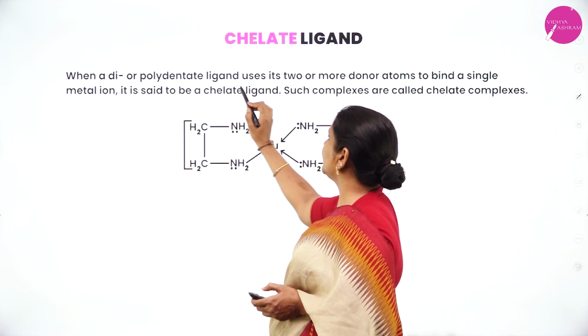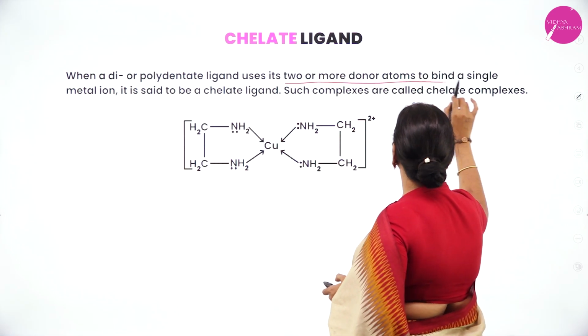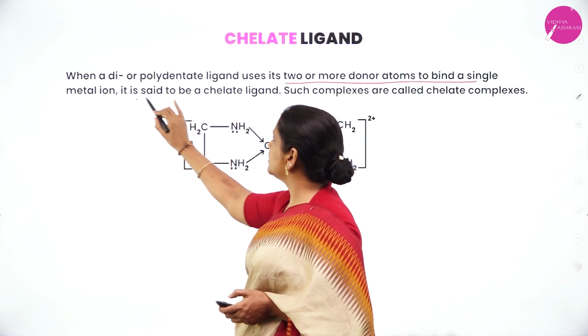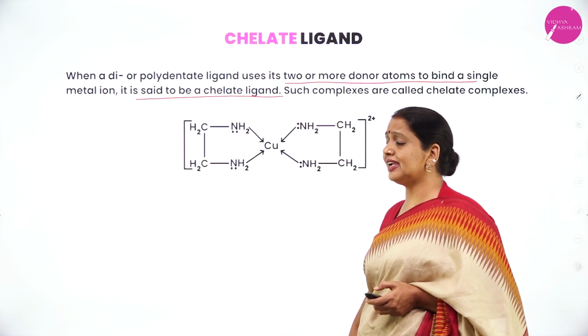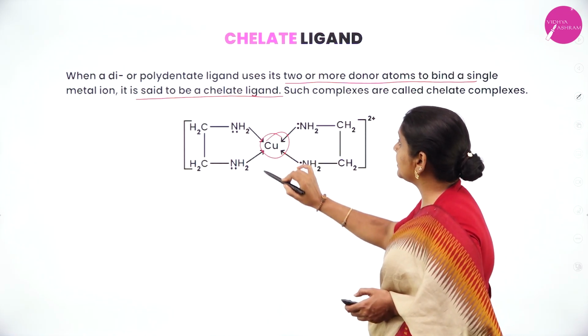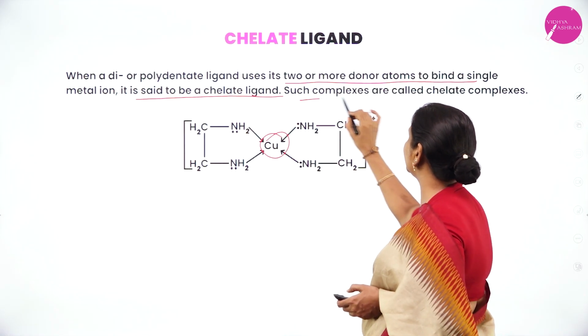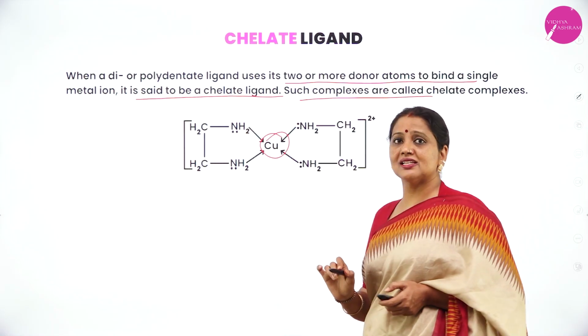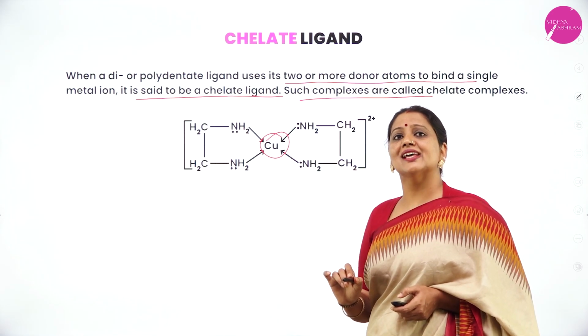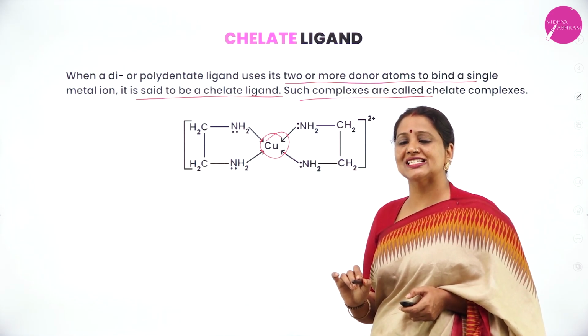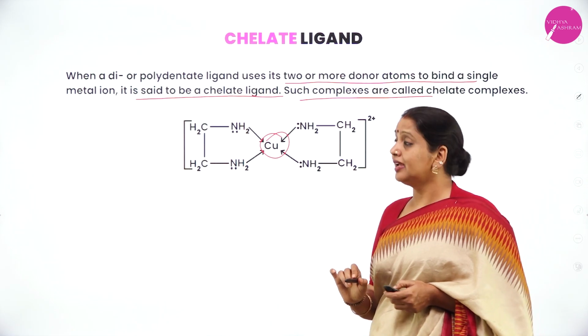When a di or polydentate ligand uses 2 or more donor atoms to bind a single metal, it is said to be a chelate ligand. So, a single metal atom is bound through 2 or more different atoms. It is known as a chelate ligand, such complexes are called chelate complexes, and the phenomenon is called chelation.